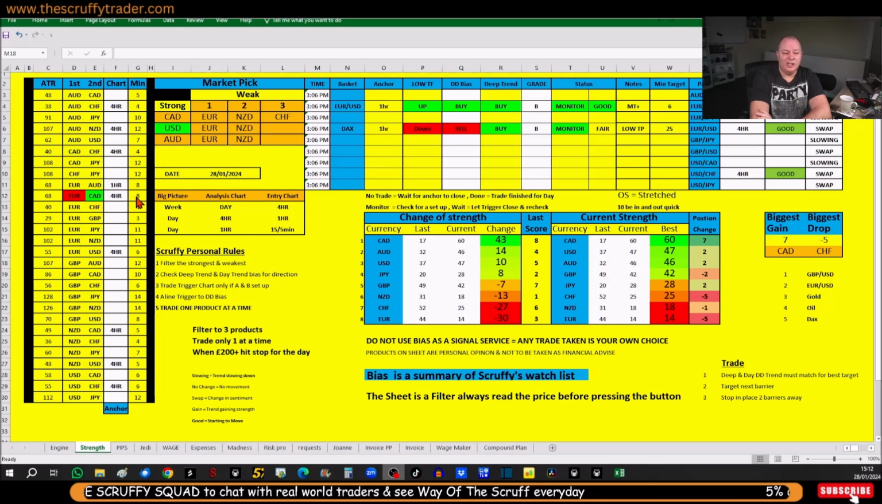So it's 4 hours and you're looking at about 8 pips. Okay. Now, if it comes up into here, these are the products that I'm actually going to be looking at. It'll show the time that it was checked, what the product is, what it thinks the anchor chart should be for the given product.